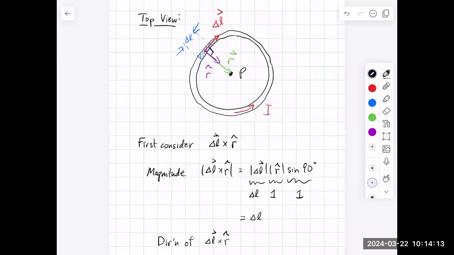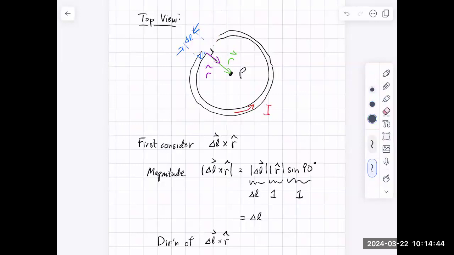I'm getting, oh, I've done something dumb. What have I done wrong here? What should the direction of delta L be? We define that to be in the direction of the current, but I did something stupid. I drew my delta L in the clockwise sense, but my current is going counterclockwise. So that doesn't work. So let's see if I can fix this.